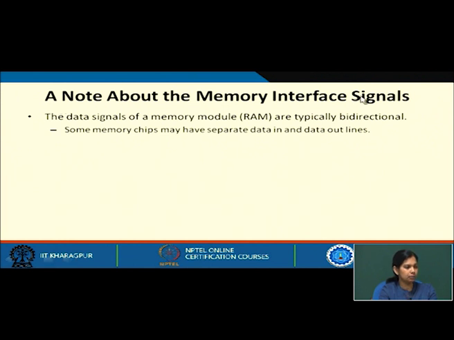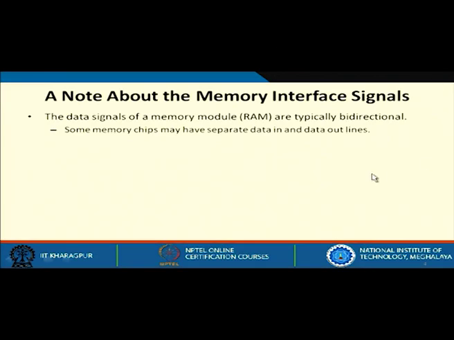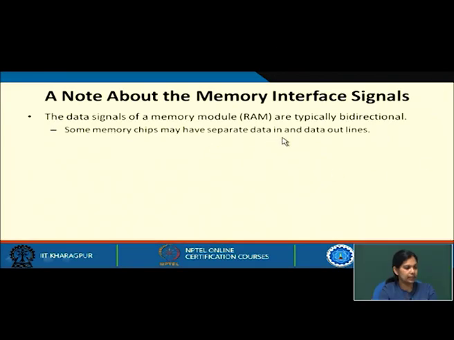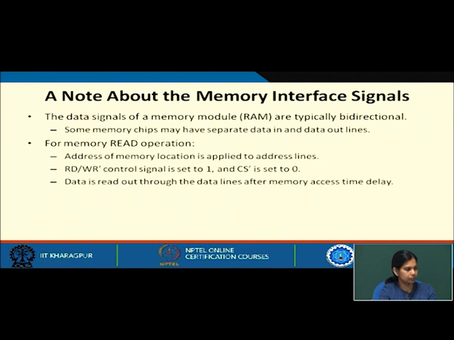A note about this memory interface is that the data signals of the memory module are typically bidirectional. We have seen that the data bus is bidirectional, because through the data bus data can be passed and written into memory, and when we read from memory, the data comes to the data bus. So, it is bidirectional. Some memory chips can even have separate data in and data out lines.